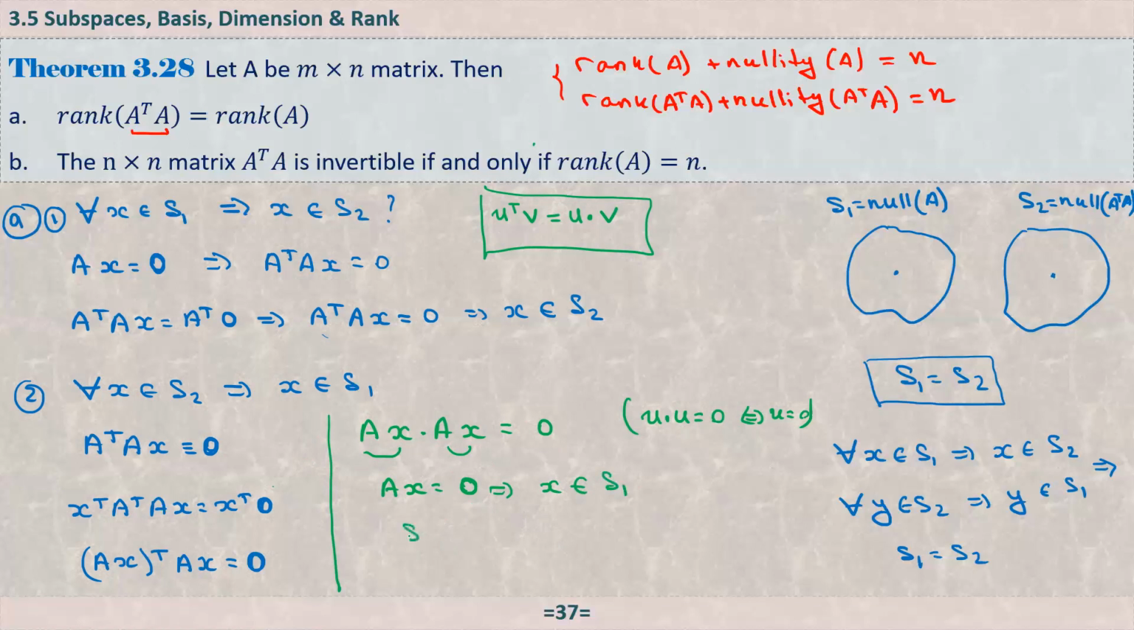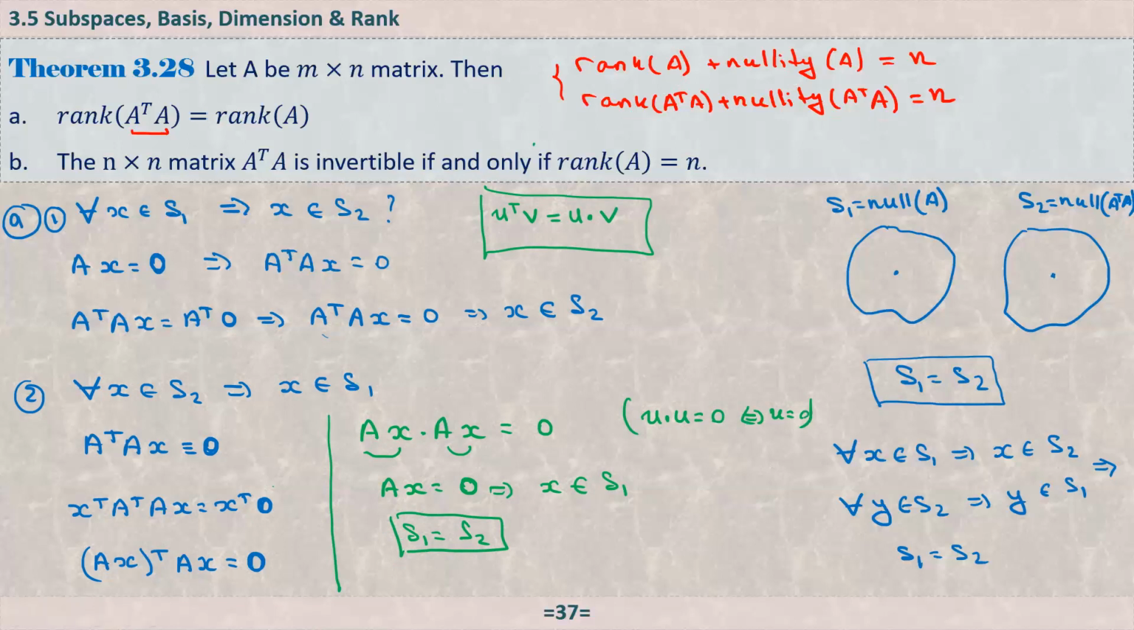So that shows that S1 is equal to S2, or the null space of A is the same as the null space of A transpose A. What does it mean? It means that nullity of A is equal to nullity of A transpose A. So if these two things are equal, that forces the rank of A to be equal to the rank of A transpose A.